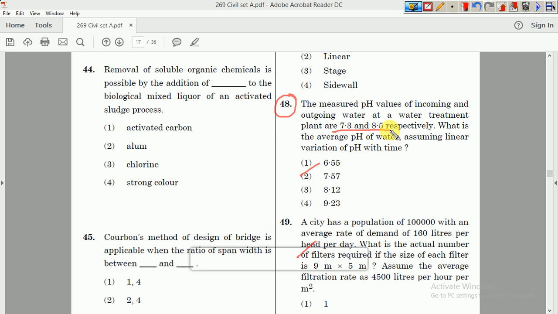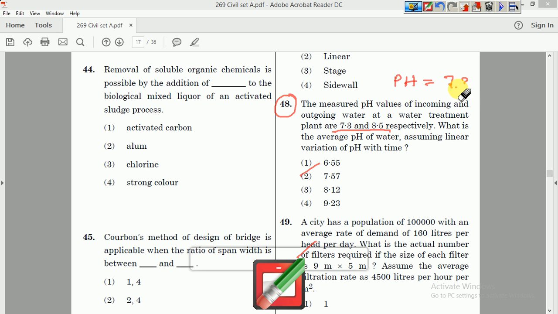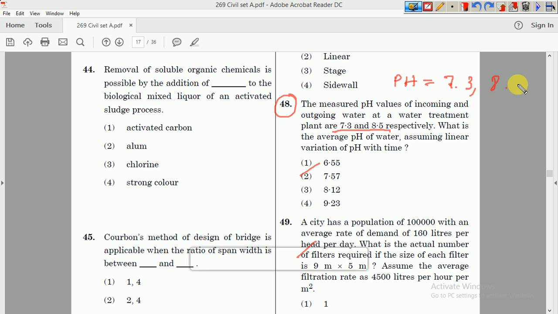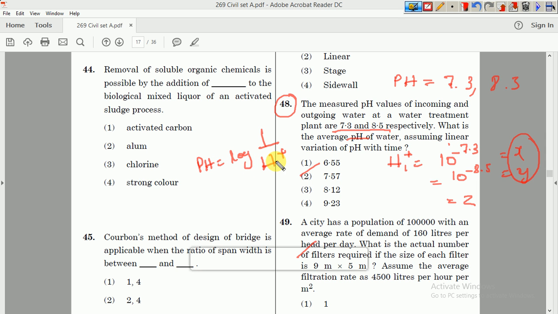So I'll just give a hint for this problem. They are asking us to find the average of pH. What they have given is the pH of two samples: one is 7.3 and the other is 8.5. They are asking us to find the average pH value. First, convert into H plus. I will convert 10 power minus 7.3, and for that one also 10 power minus 8.5. You will get some answers X and Y. Just take the average of these two, you will get some answer Z. Again, this Z has to be converted to pH. To convert it to pH, pH is equal to log of 1 by H plus. Substitute the average value here and you'll get the answer.